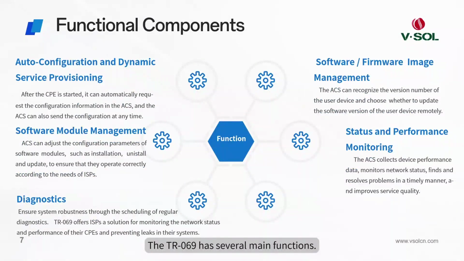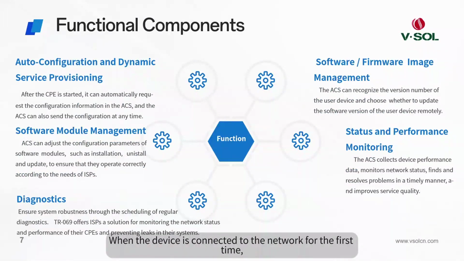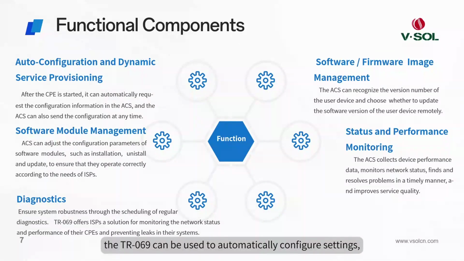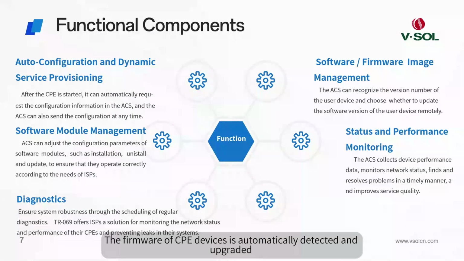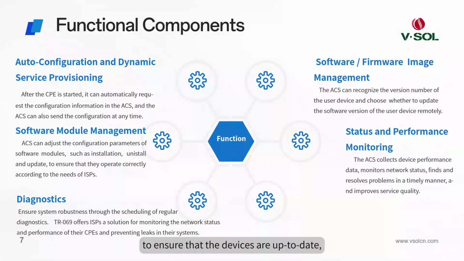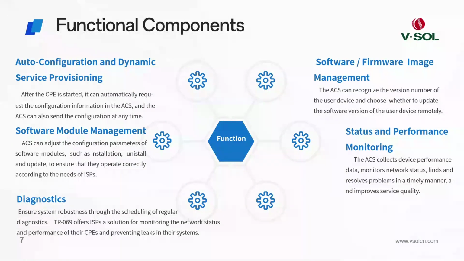The TR-069 has several main functions. When the device is connected to the network for the first time, the TR-069 can be used to automatically configure settings such as VoIP, Wi-Fi parameters, and security settings, improving deployment efficiency and accuracy. The firmware of CPE devices is automatically detected and upgraded to ensure that the devices are up to date, reduce security risks, and improve service stability.